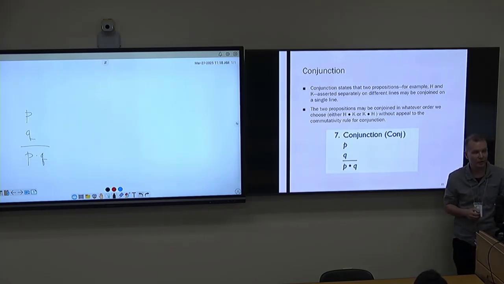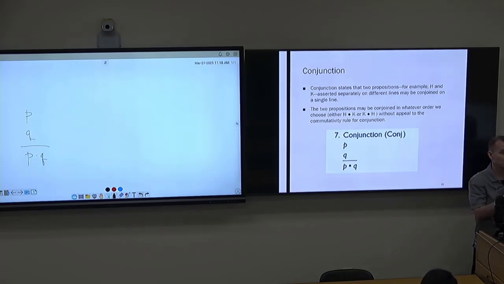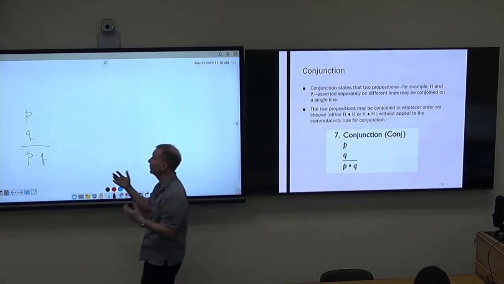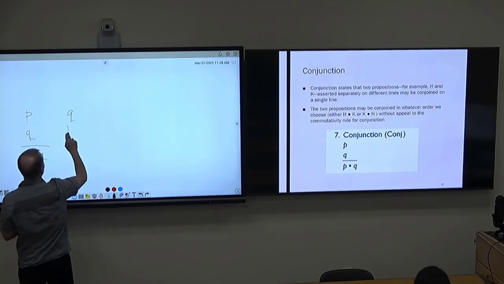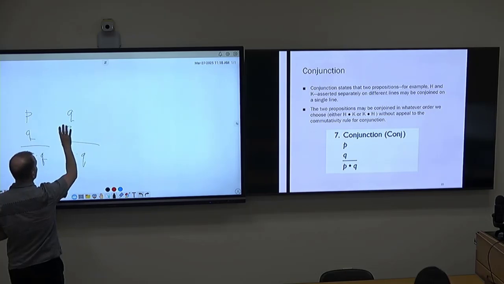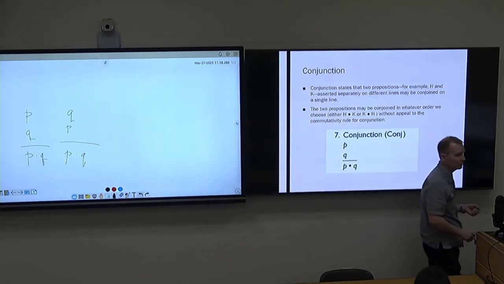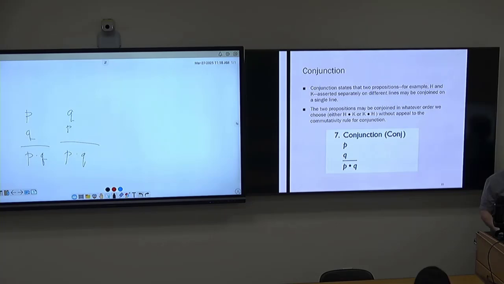Conjunction just states to us that two propositions, for example, H and K asserted separately on different lines, may be conjunct in a single line. And they can be conjunct in whatever order you choose. So if for your purposes somewhere else Q goes first, P goes next, but you want to put it as P and Q, you can do that. The order of the lines doesn't matter, we already know that. As long as they happen to be somewhere on previous lines, that is good enough.